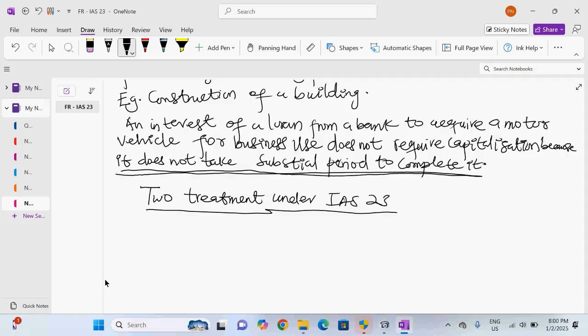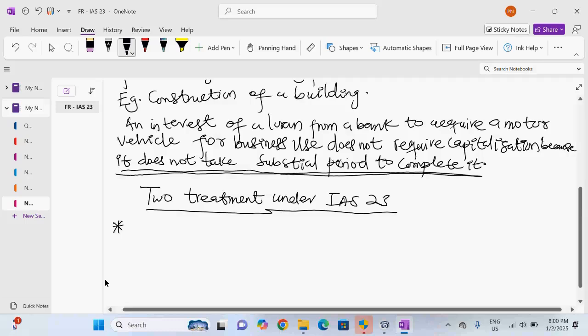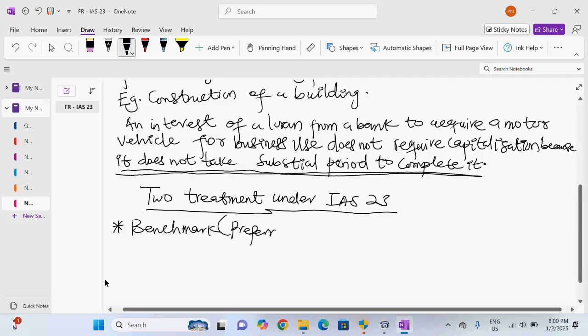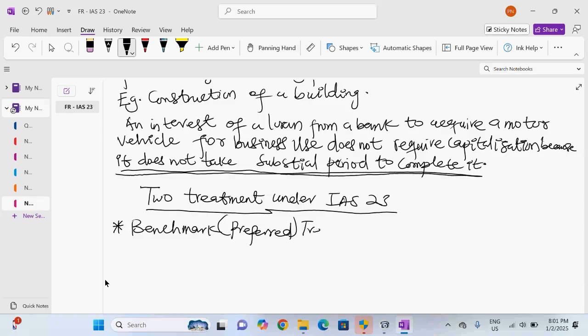All right. So now we have the benchmark or the preferred treatment. The benchmark or the preferred treatment, right? So what is the benchmark or the preferred treatment saying? What is the benchmark or the preferred treatment saying? It's saying that we write off the borrowing cost.